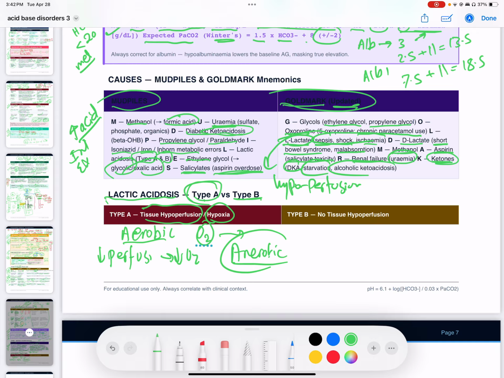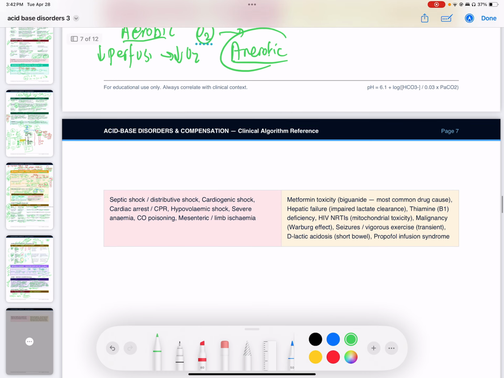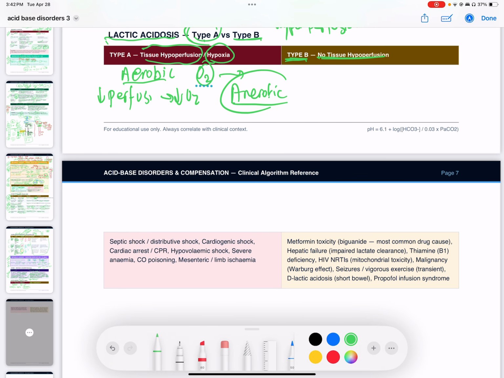It's called type A. While on the other side, type B is not necessarily tissue hypoperfusion, it can be other causes. Like what? Here, type A, again, remember it's hypoperfusion, so you can see it in any kind of shock: septic, distributive, cardiogenic, cardiac arrest, hypovolemic, severe anemia, sometimes carbon monoxide poisoning because it causes mitochondrial dysfunction and also desaturation of the oxygen on the hemoglobin, sometimes mesenteric or limb ischemia.